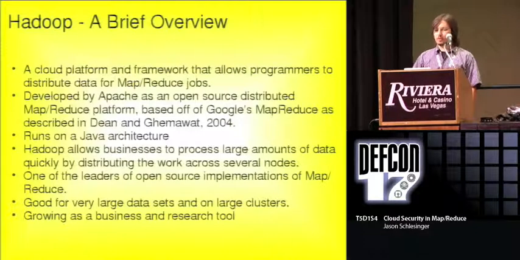Now, a brief overview of what Hadoop is. It's a cloud platform and framework that allows programmers to distribute data for MapReduce jobs. So you would use the Hadoop API to write programs in Java to then run on a Hadoop cluster to process your data. As I said before, it was developed by Apache based on Google's paper. It runs on Java, like I also said before.